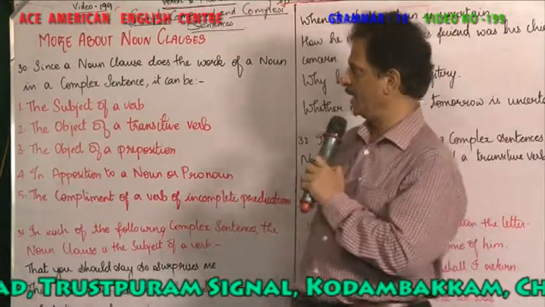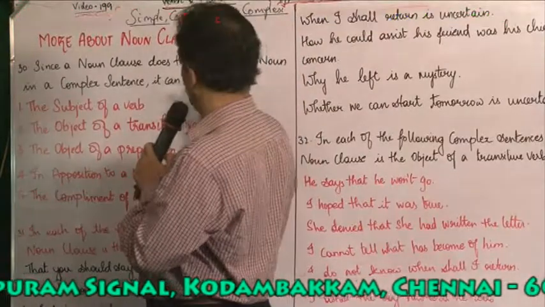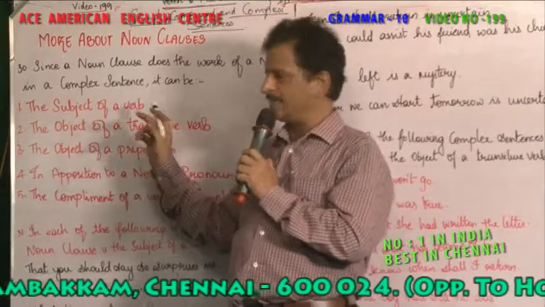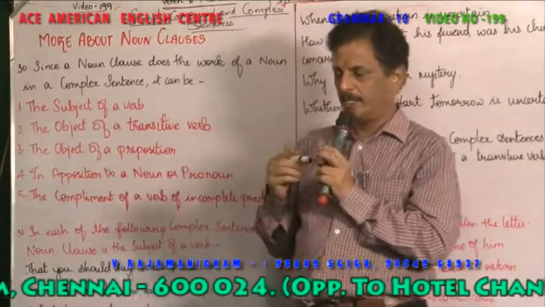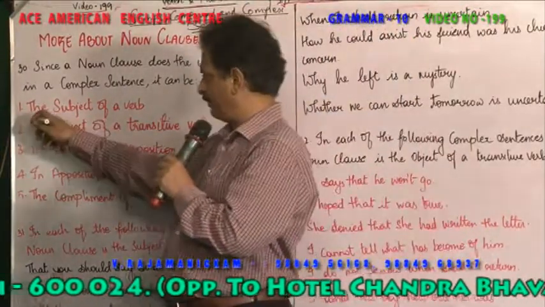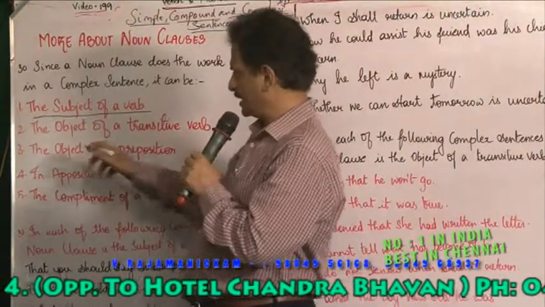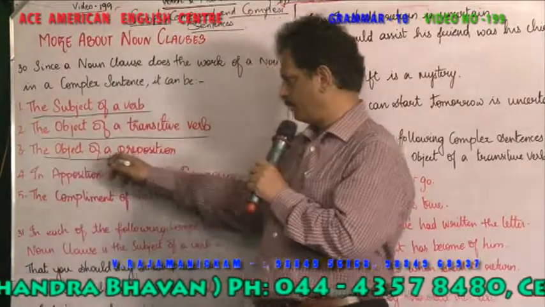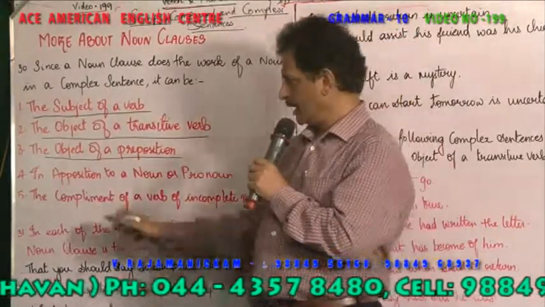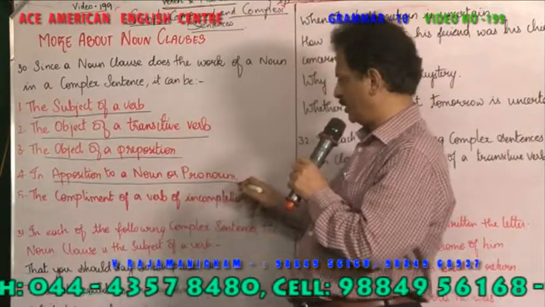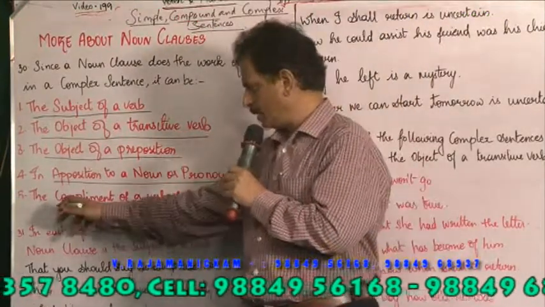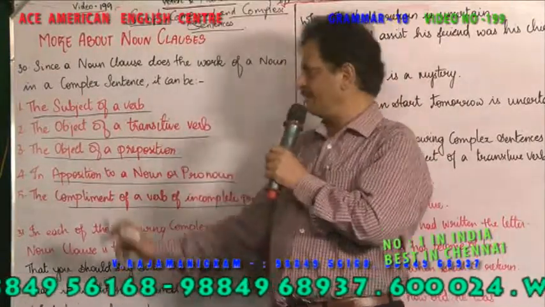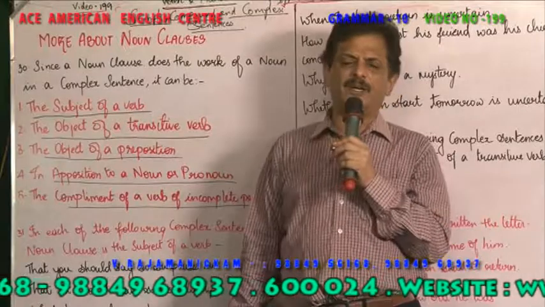Since a noun clause does the work of a noun, in a complex sentence it can be the subject of a verb. A noun clause can be the subject of a verb. Noun clause can be the object of a transitive verb. The noun clause may be the object of a preposition. The noun clause may be in opposition to a noun or a pronoun. The noun clause may be the complement of a verb of incomplete predication. So the noun clause can come in five places.